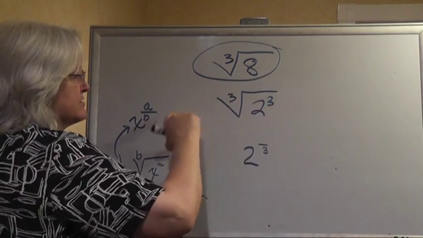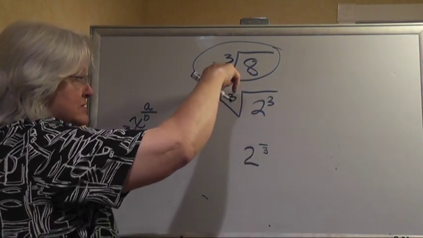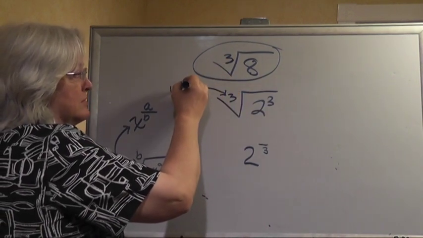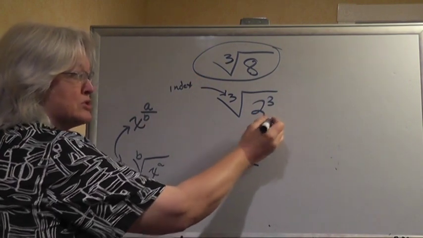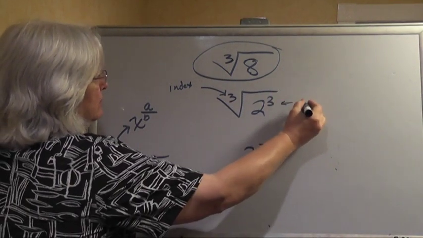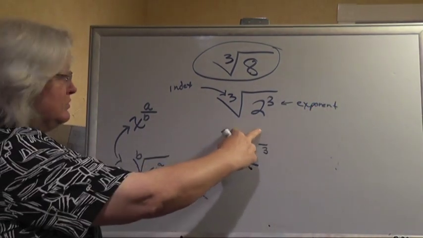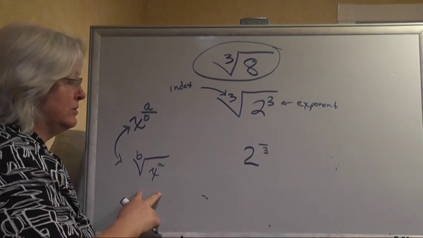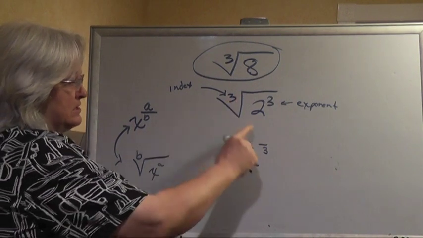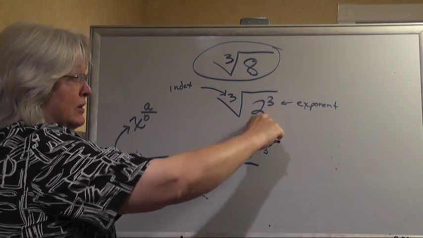A is the exponent right here of this number underneath the radical sign. This 3 is the index. Remember, index. And this whole expression underneath the radical sign, that's the radicand. But this right here is going to be your exponent. To convert the cube root of 2 cubed into exponential notation, keep this base number here, this 2. You use the index as the denominator. You use the exponent right here as your numerator.